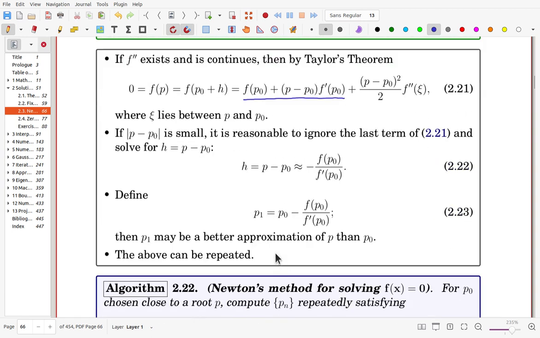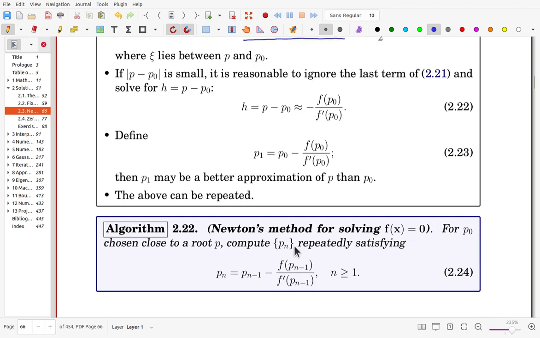So here we now define p0 plus h as p1, because we ignored this portion, it is not exactly p, and we named it p1. Now p1 may be a better approximation of p than p0. Here the argument can be summarized in this algorithm.